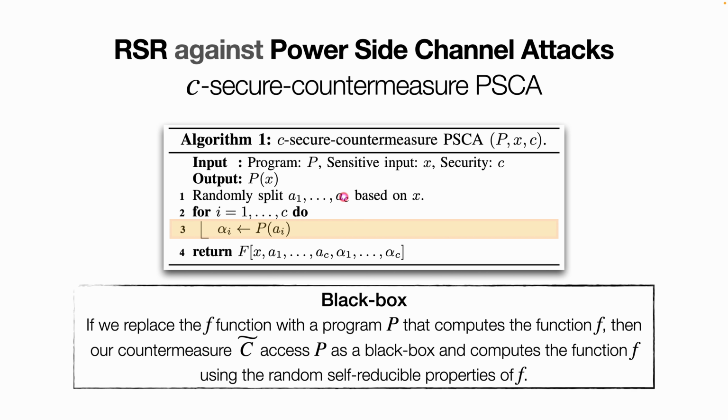And the countermeasure basically takes the p implementation, and also this line 4 should be replaced with the original random self-reducible property and the C security parameter.